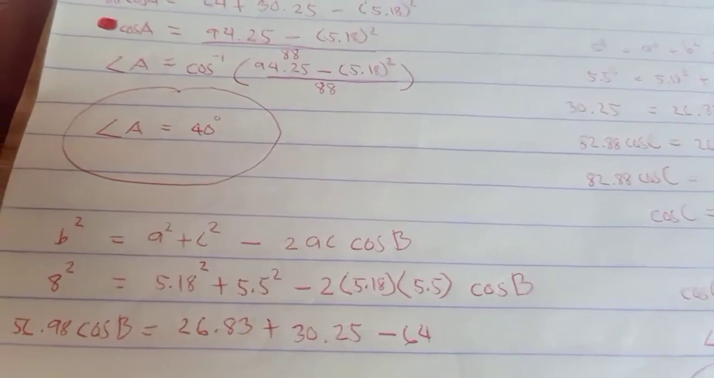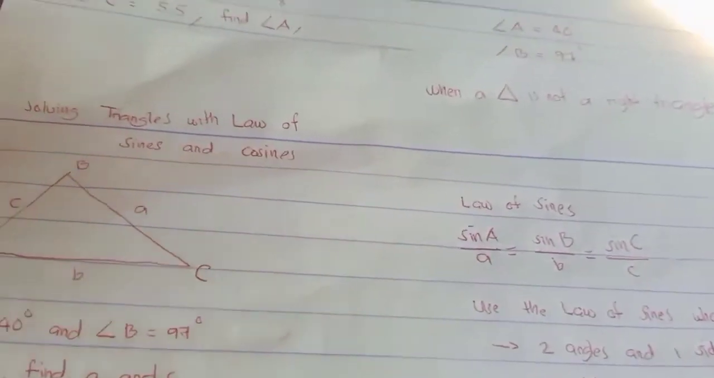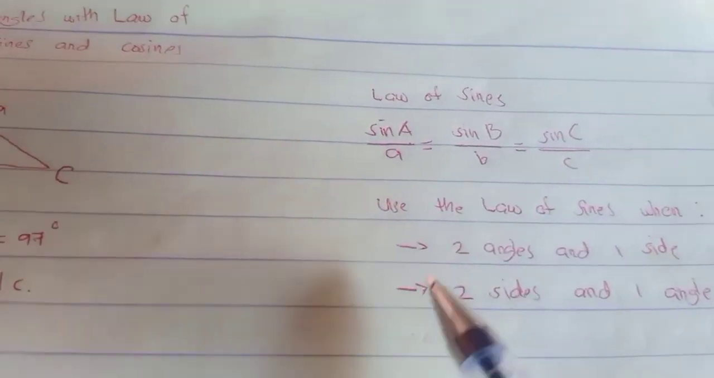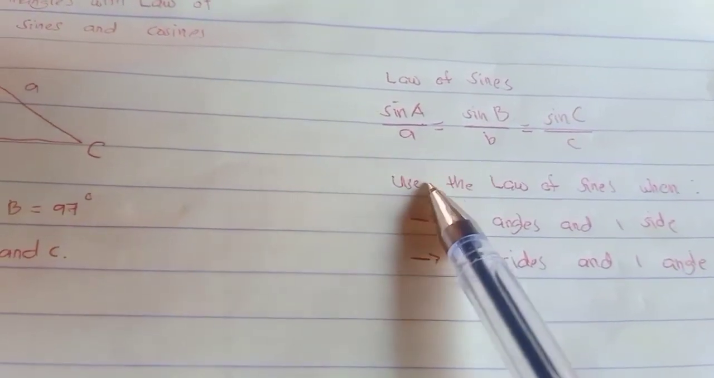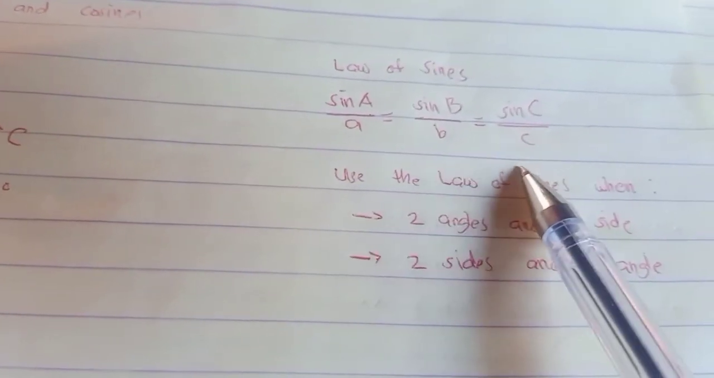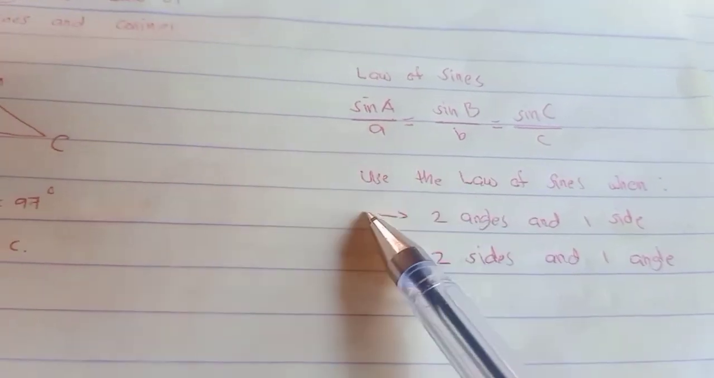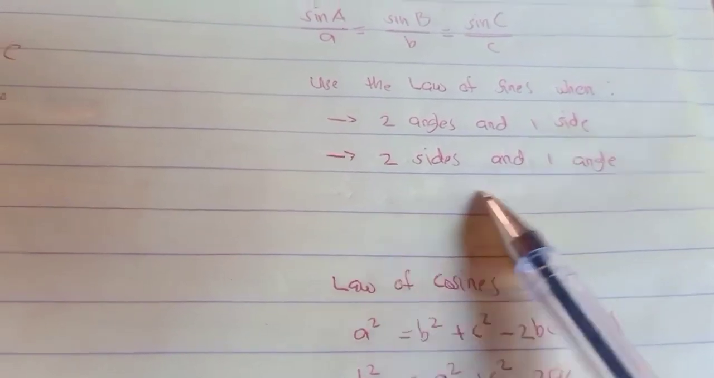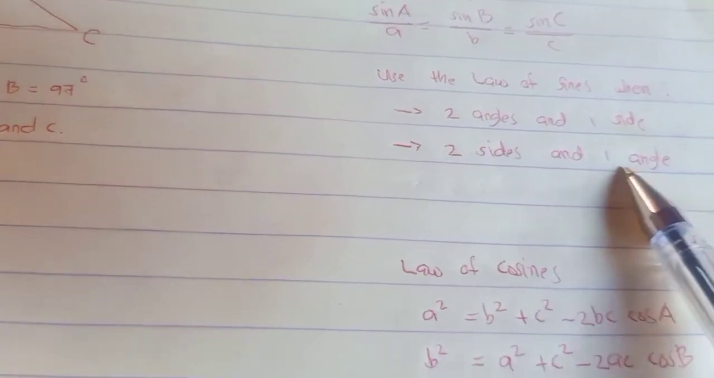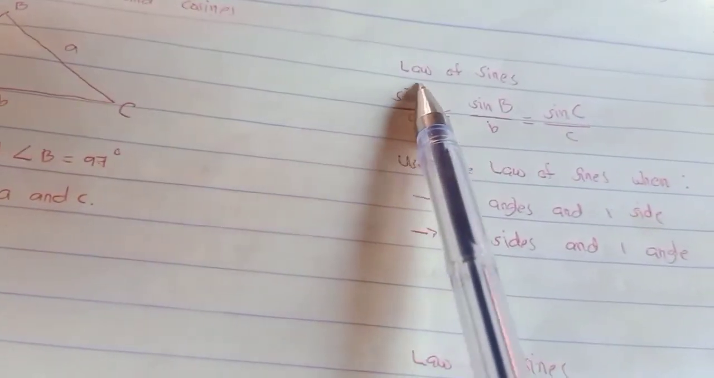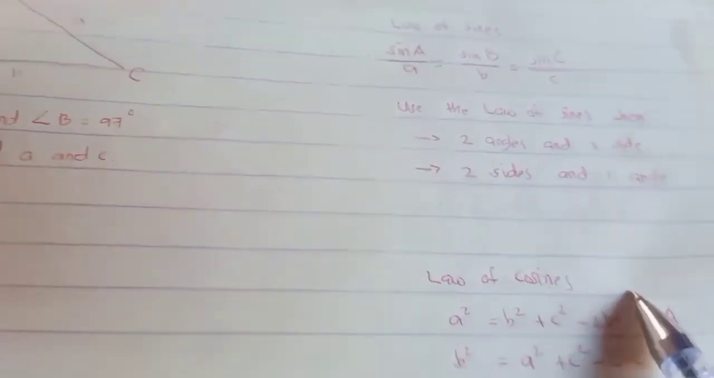you can only use the law of sines and cosines when a triangle is not a right triangle but a scalene triangle. The law of sines formula is sine A over a is equal to sine B over b, or sine B over b is equal to sine C over c. You can use the law of sines when you are given two angles and one side, or two sides and one angle, or you can also use the law of cosines. When you cannot use the law of sines, maybe you can use the law of cosines.